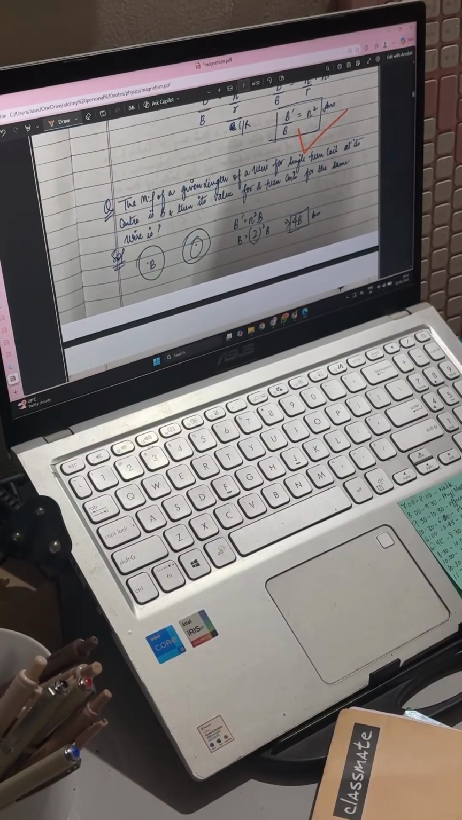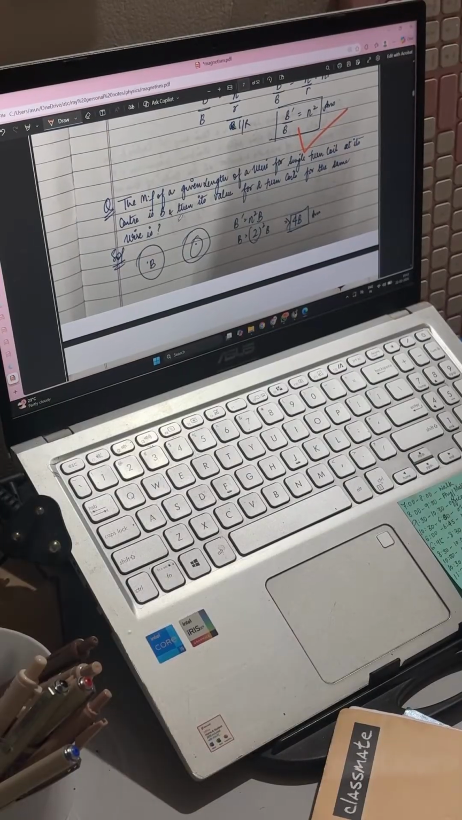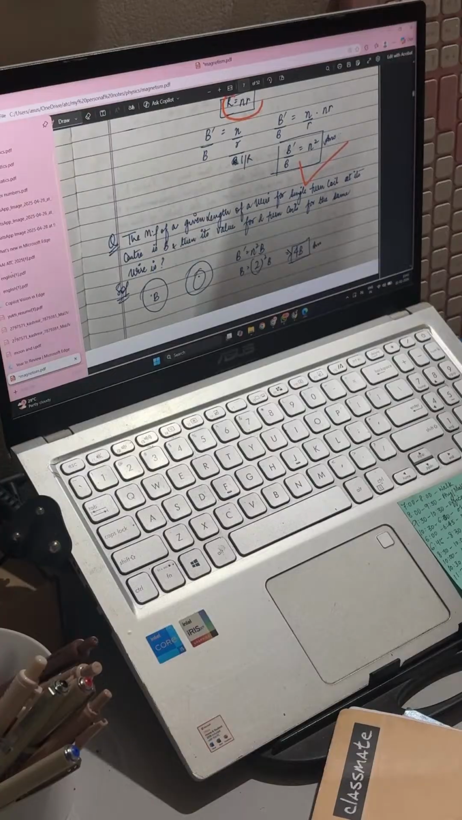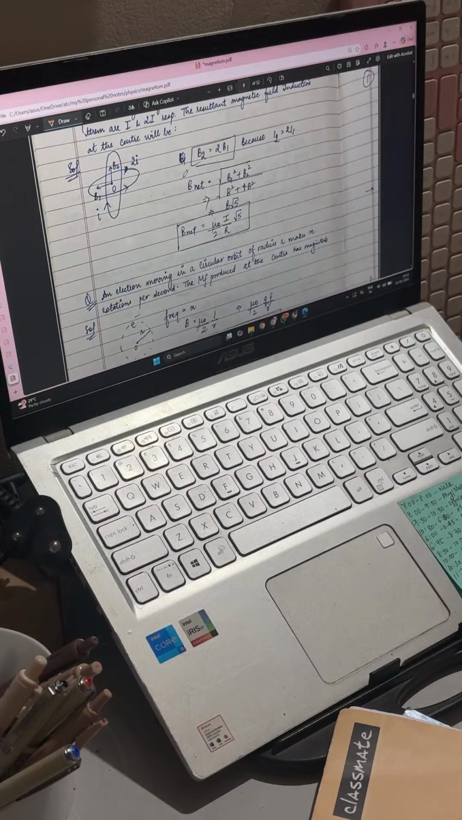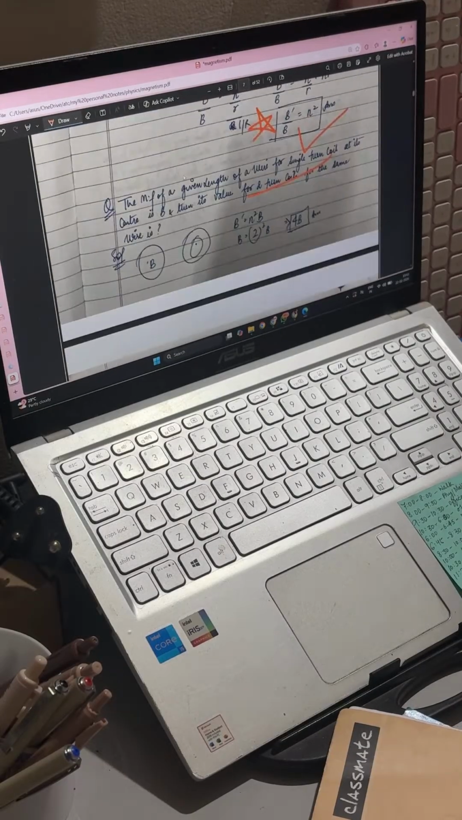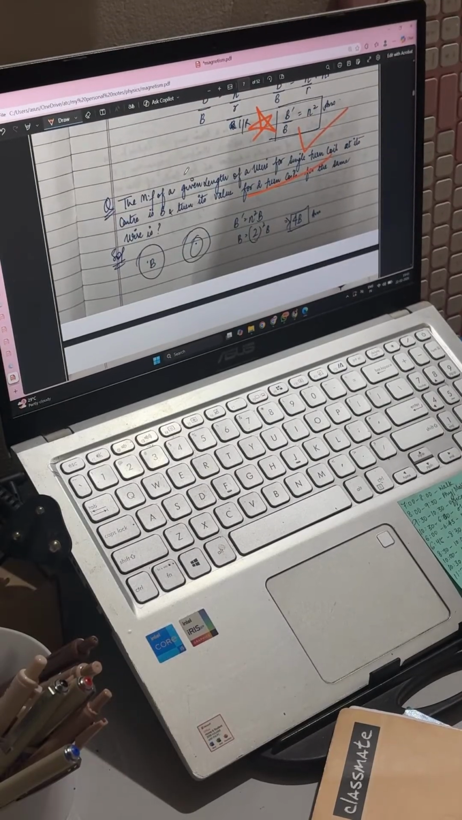The magnetic field of a given length of wire for a single turn coil at center B, and then the value for 2 turns. Now you already know that B dash is equal to n square into B. So now if they are given 2 turns, how much will it become? 4 times the B. So this becomes an important formula. This is something which they can ask, I feel.